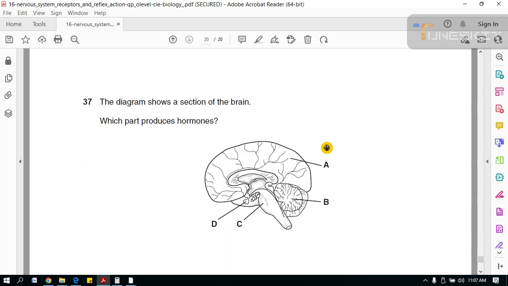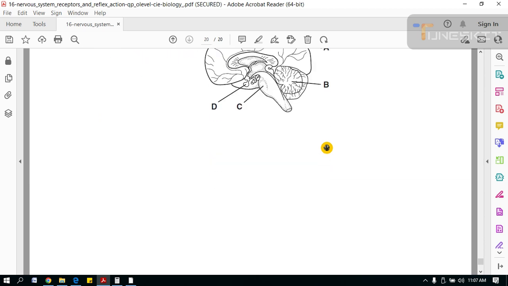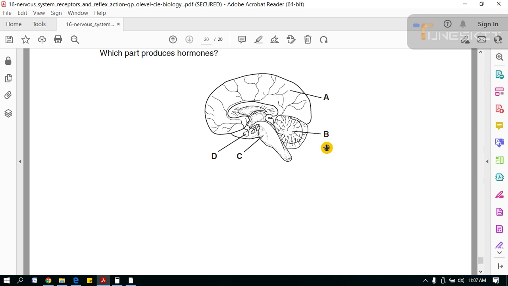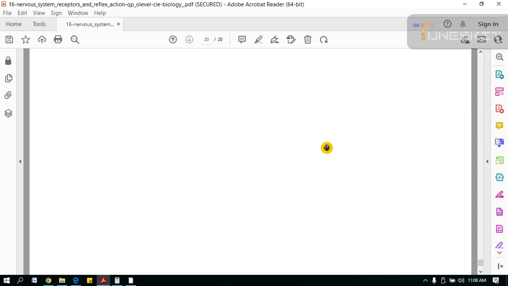The last question. The diagram shows the section of the brain. Which part produces hormones? Yes, it's very easy. A is cerebrum, so it is not involved in producing hormones. B, its function is to balance. C, medulla oblongata, its function is not to produce hormones. So option D is correct because it is pituitary gland. Pituitary gland is the part of the brain which produces different sorts of hormones.